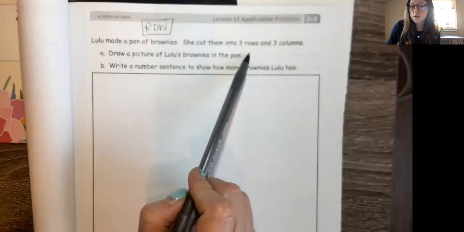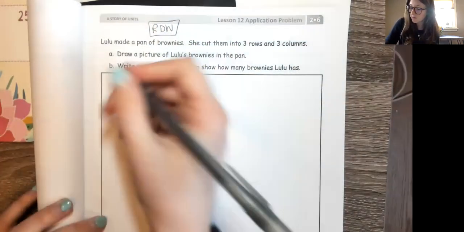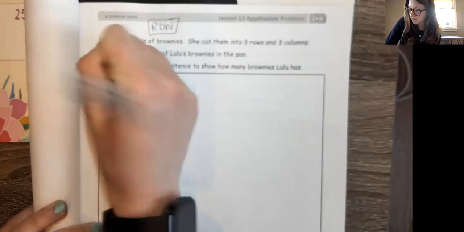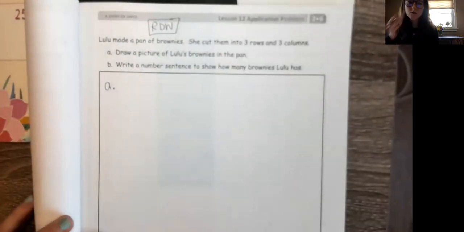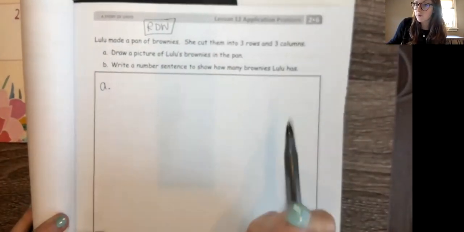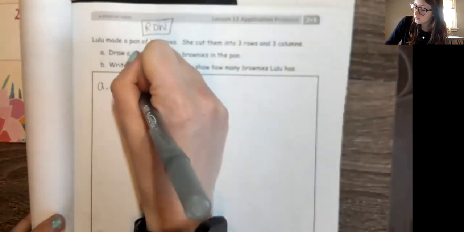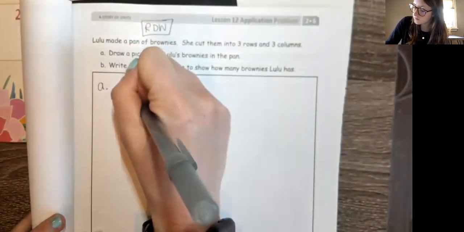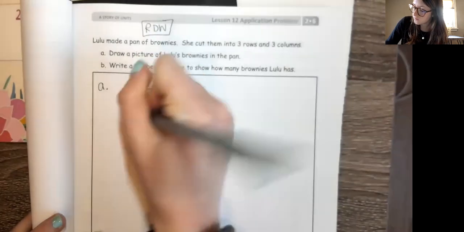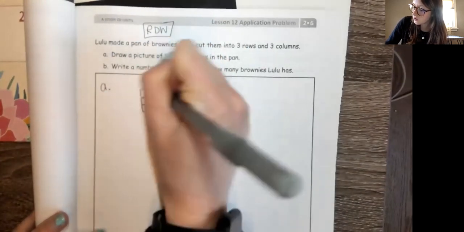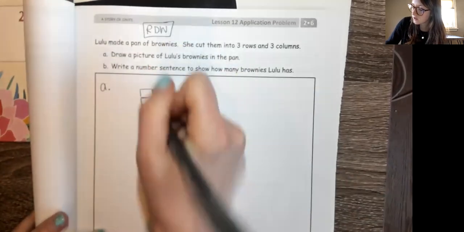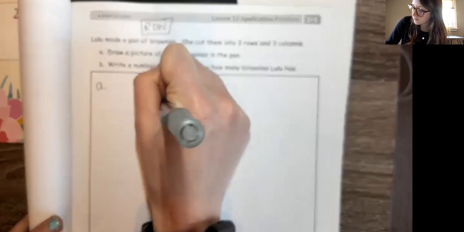She cut them into 3 rows and 3 columns. So the first thing I need to do is I need to draw a picture of Lulu's brownies in the pan. So I'm going to do my first part, A. So I know that she has 3 rows and 3 columns. So I have 1, 2, 3 rows and 3 columns. 1, 2, 3.